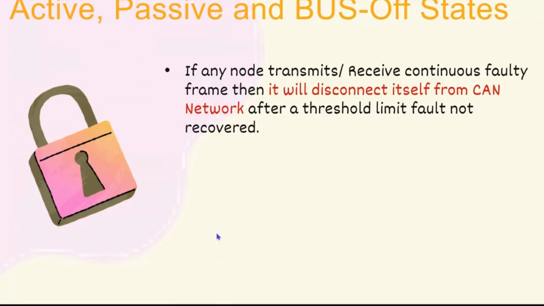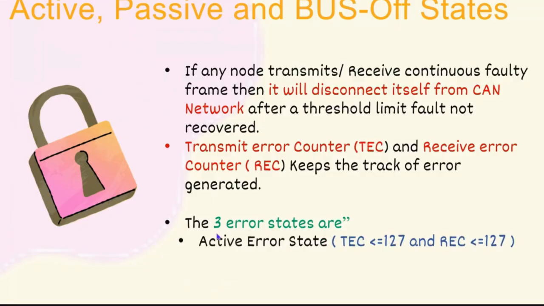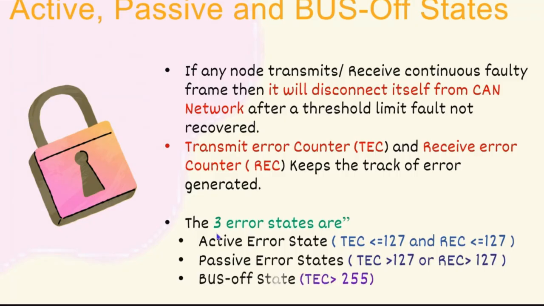If any node continuously transmits and receives fault errors, it will be disconnected from the network. There is a limit, and once the limit is reached, the node will be disconnected, and there is a recovery mechanism that will be followed. To check the transmitting and receiving end, we have a transmitter error counter and a receiver error counter that keep track of the errors generated. There are three error states: the active error state, the passive error state, and the bus off state.